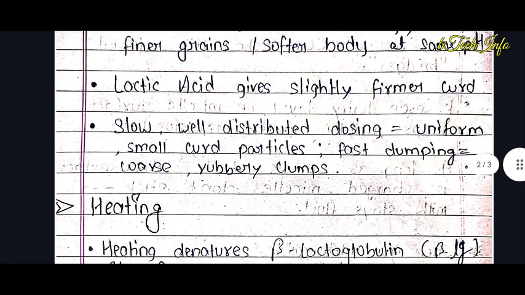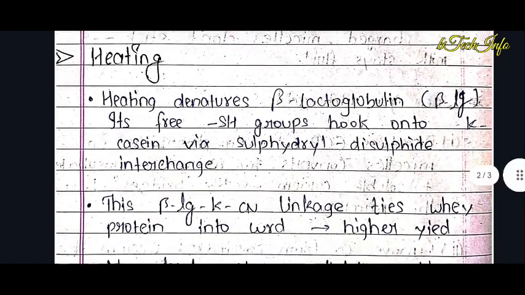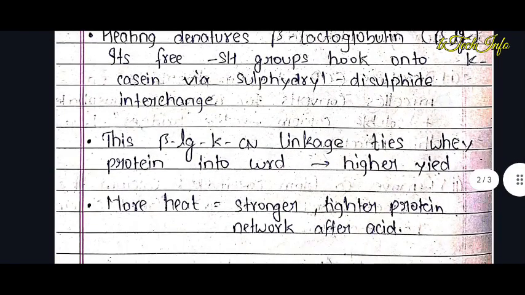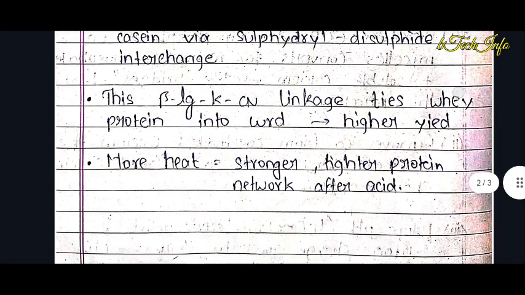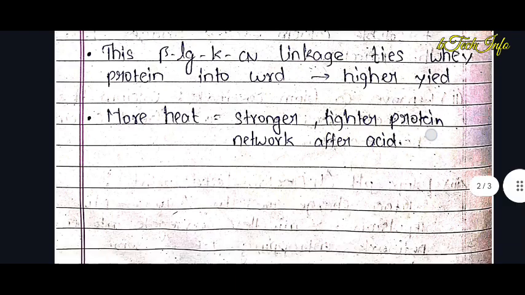If fast dumping, so coarse rubbery clumps banenge. So what happens at heating? Heating denatures beta lactoglobulin. Its free SH groups hook into kappa casein via sulfhydryl-disulfide bonds. Like we have studied, beta lactoglobulin and kappa casein linkage ties whey protein into the curd, so higher yield is produced. If we are doing more heat, stronger and tighter protein network after acid.